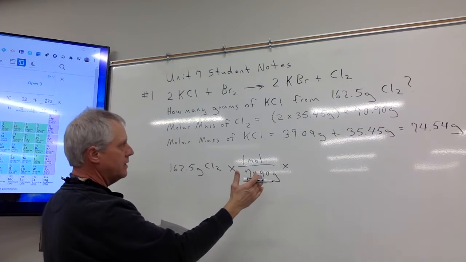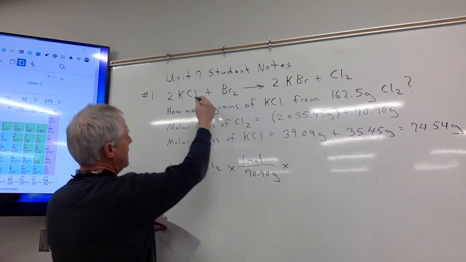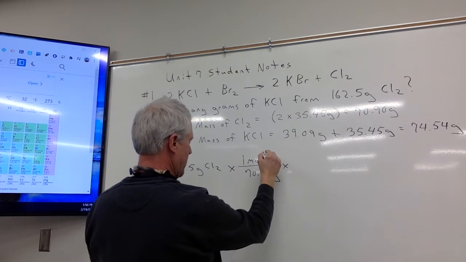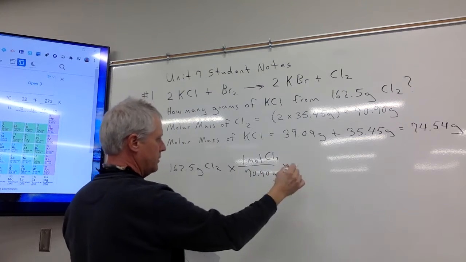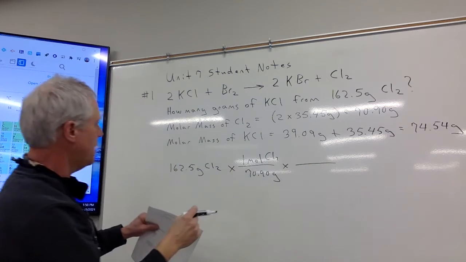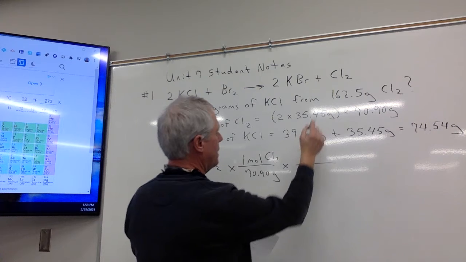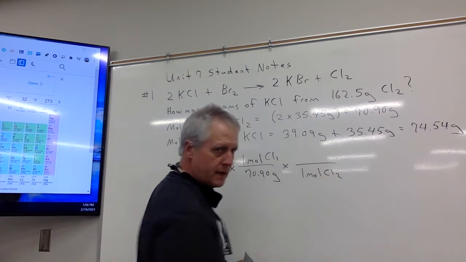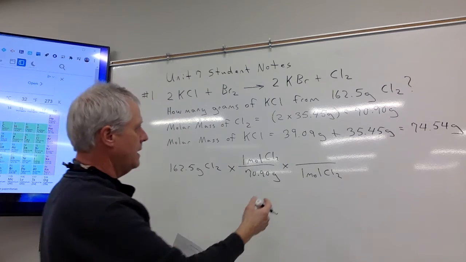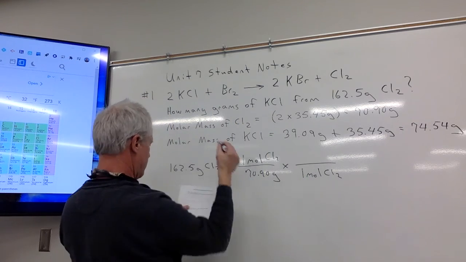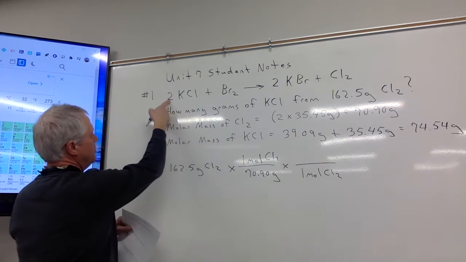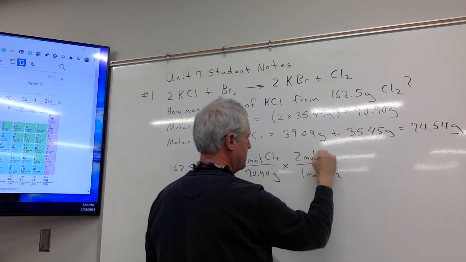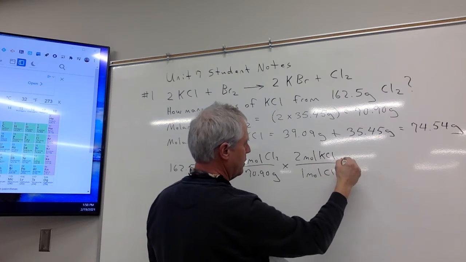Now we want to look at the mole ratio of the potassium chloride compared to the chlorine gas. This, by the way, was chlorine gas. So now we set up our mole ratio. There's only 1 mole of chlorine gas, and I'm placing it down here so that we can cancel it. What we're really looking for is potassium chloride, and notice that there are 2 moles of potassium chloride. So our molar ratio is 2 moles of potassium chloride for every 1 mole of chlorine.